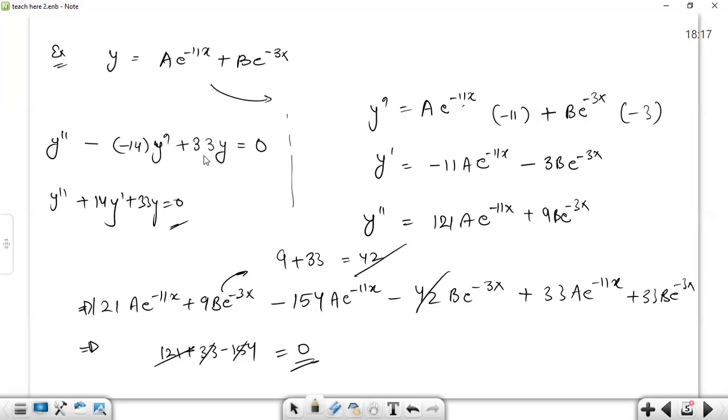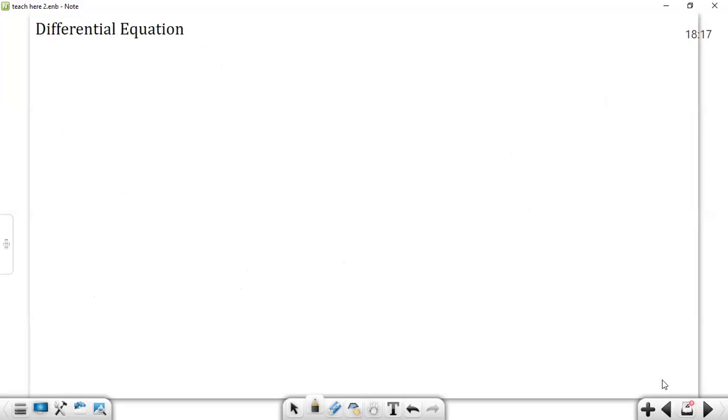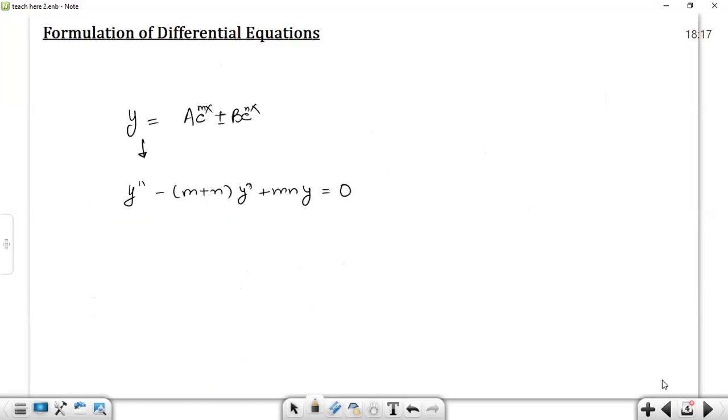Now let's discuss the solution of differential equation. For formulation, what we were doing earlier is that there was some equation given, and we were differentiating it as many times as the number of arbitrary constants it is having.